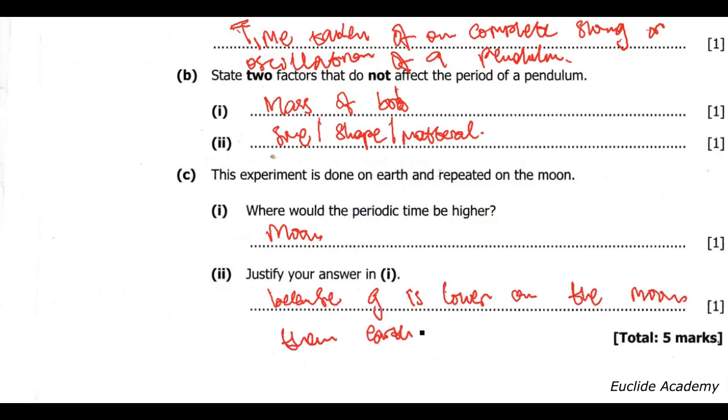So the g in this case, if you're writing, you have to specify this is the acceleration due to gravity. When you go to the moon, it is lower than that on Earth, by about 0.016 something. So hence on the moon, the period will be higher. So g is lower on the moon than on Earth. So that's the reason why it will take more time when you're on the moon than when you're on Earth.